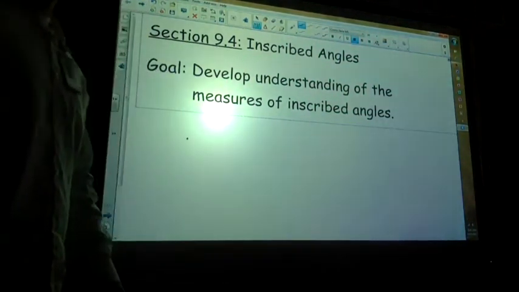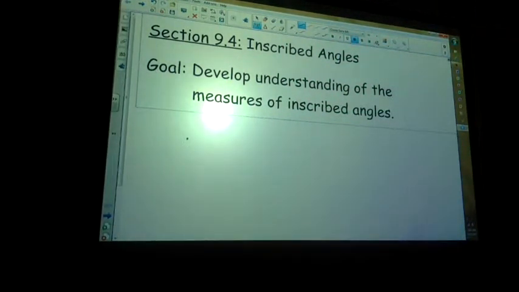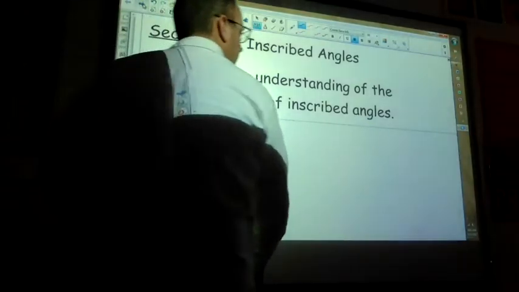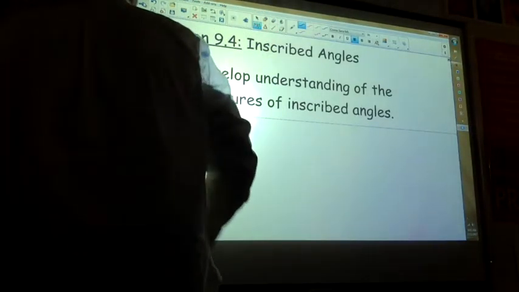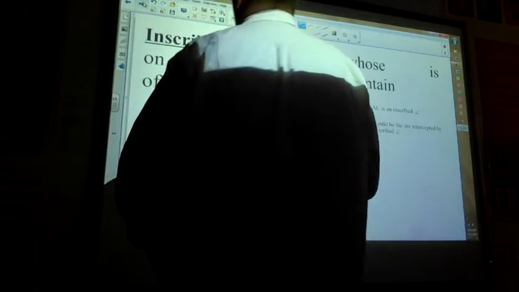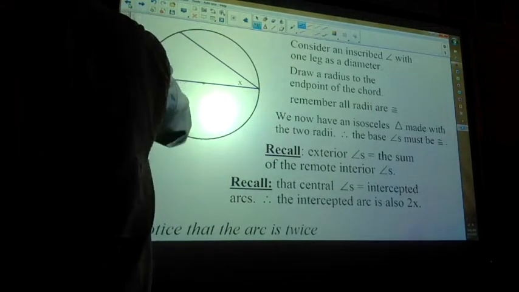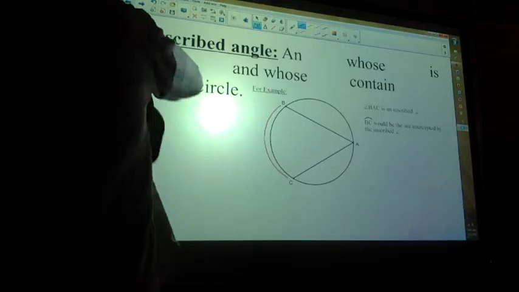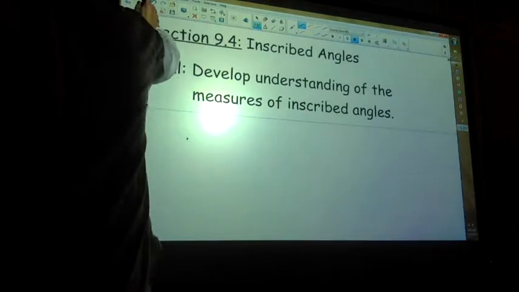Here we go. Let's record. All right. Inscribed angles. Develop understanding of measure of inscribed. Everyone have a set of notes? All right. Let's go. Move up here. Where are we moving? There I go.